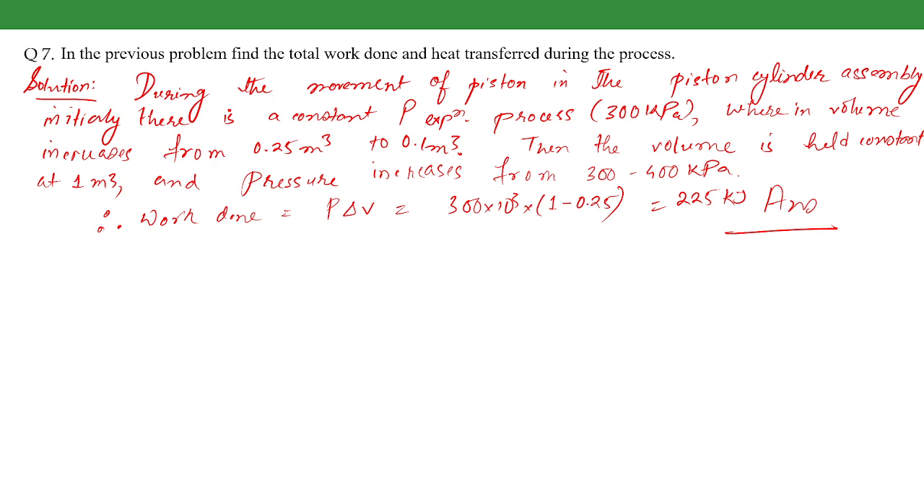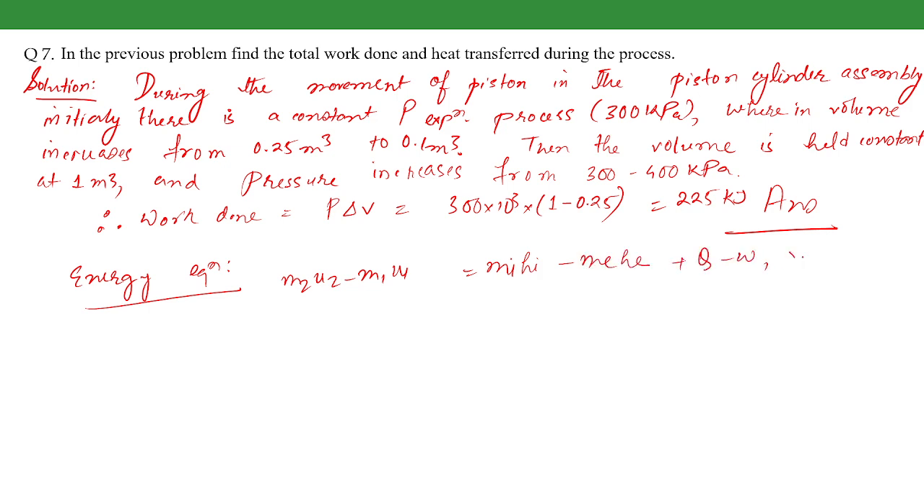And what is the heat transfer during the process? So from the energy equation, if we write, m2u2 minus m1u1 is mi hi minus me he plus Q minus W, neglecting the changes in the kinetic energy and the potential energy. So work done we already know. Heat transfer we have to determine.